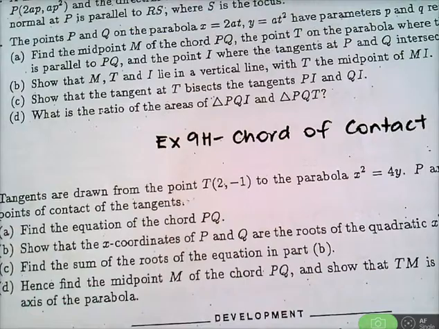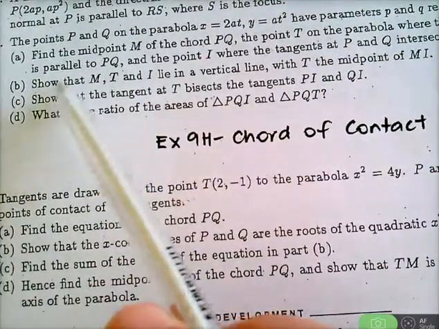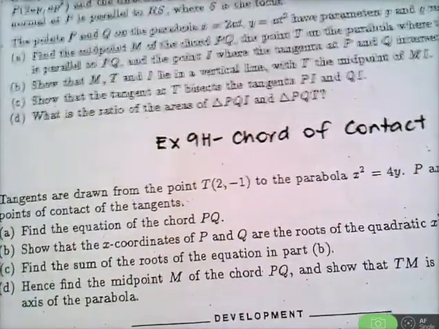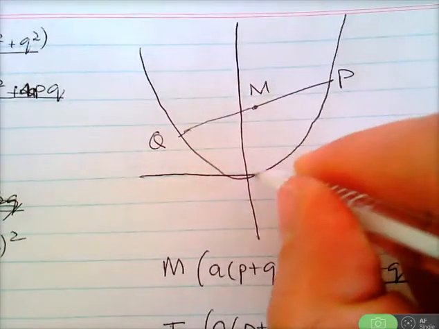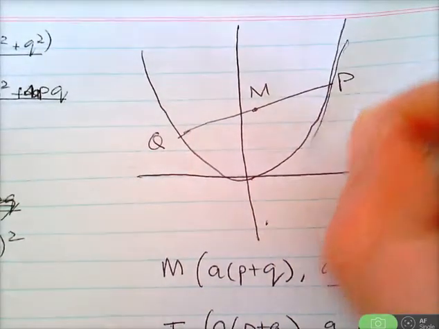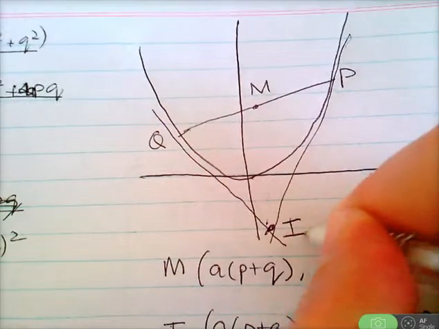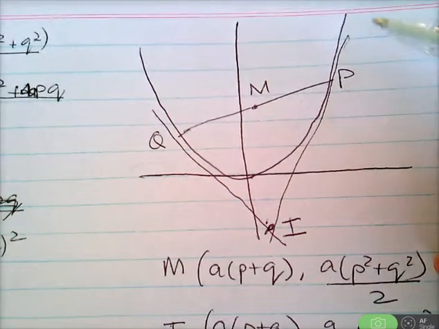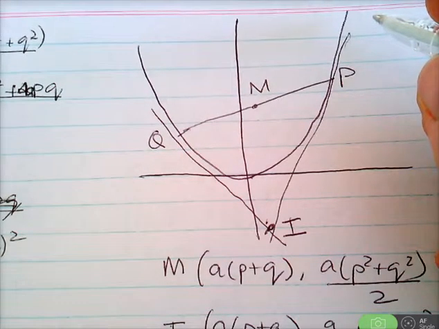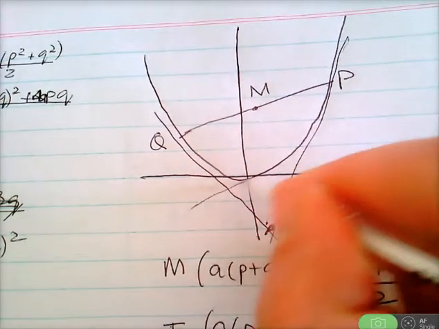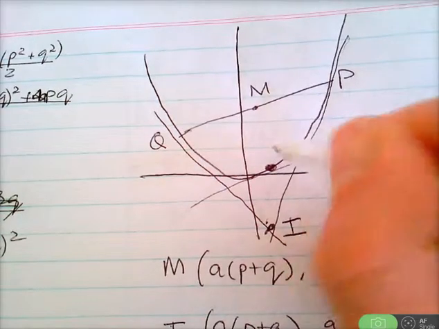You've got to show that, question 16b, show that M, T and I lie in a vertical line with T the midpoint of MI. So, over here, what was T again? I was the intersection of the tangents. What was T again? T is the point on the parabola where the tangent is parallel. There we go. T was this point here.